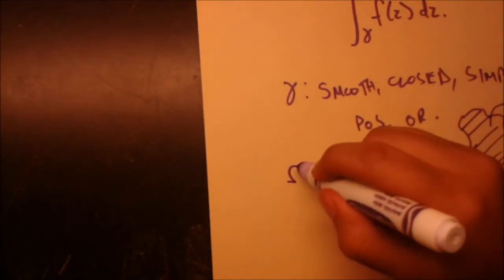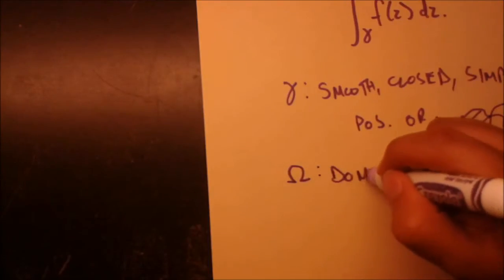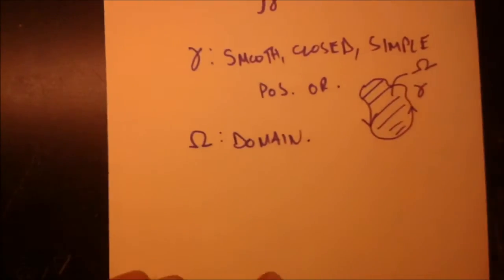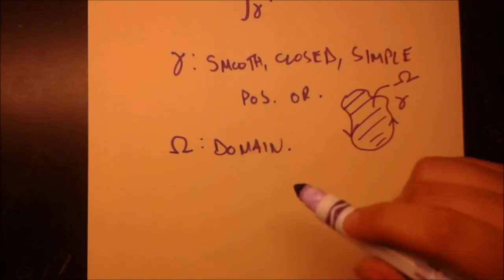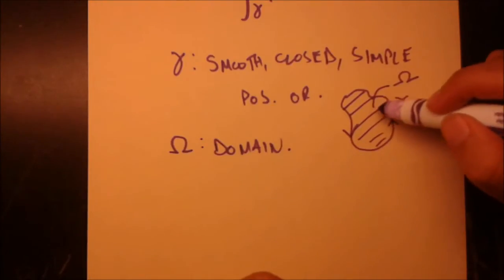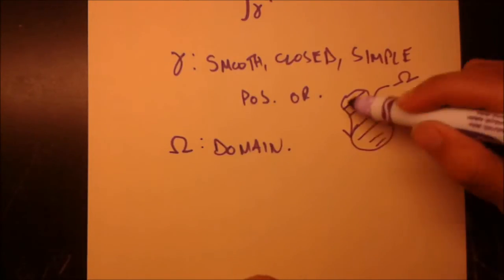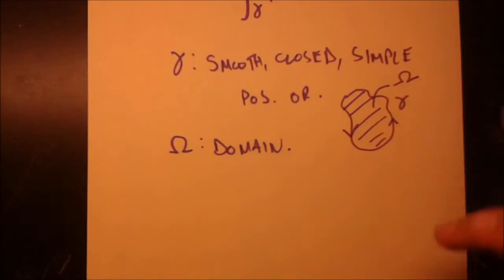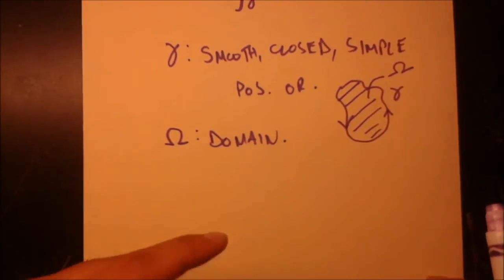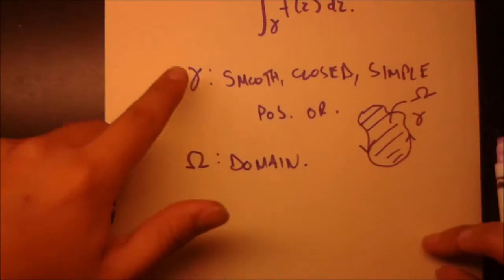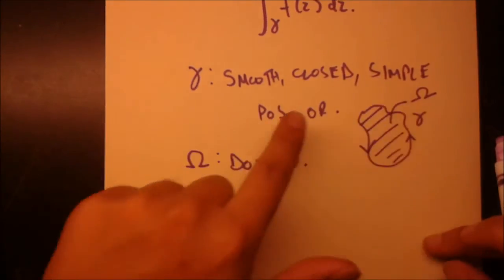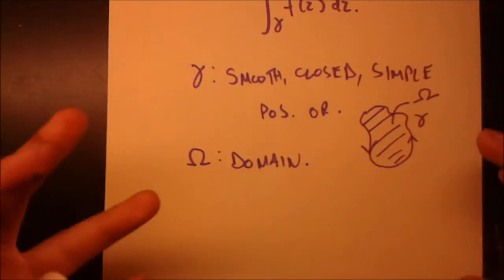And uppercase omega will be a domain. If you go back to the sets video, or if you remember, a domain is an open connected set. So this omega is just the interior that gamma is enclosing. It doesn't include gamma. So omega is a domain, and you can kind of call it an area. And gamma will be this smooth, closed, simple, positively oriented curve, which you can call a perimeter.